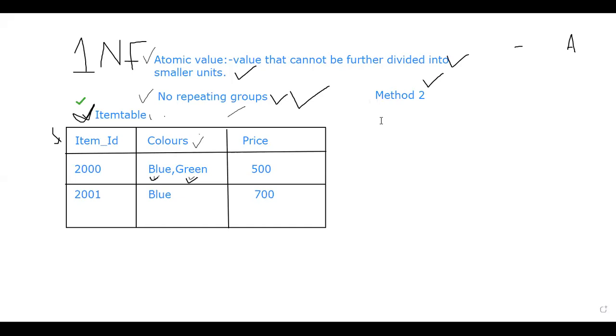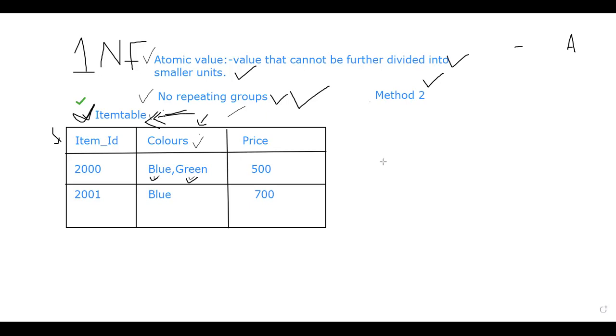Using this item table, can you tell me which attribute in this item table was the reason for not being in first normal form? The colors attribute, right? So let us bring the colors attribute to a separate table, and let us make the item ID and price in one table, right? Okay, let us do that.